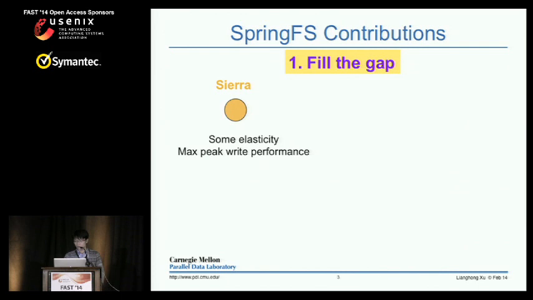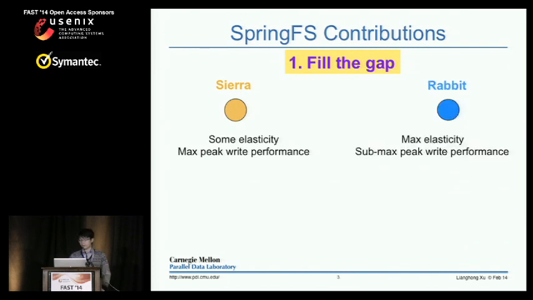Specifically, let's take a look at two leading examples in the literature, namely Sierra and Rabbit. Sierra provides only some extent of elasticity, but can provide maximum peak write performance. Rabbit, on the other hand, provides maximum elasticity, but is unable to deliver the maximum peak write performance. As you can see, there is a considerable gap in the trade-off space between these designs.